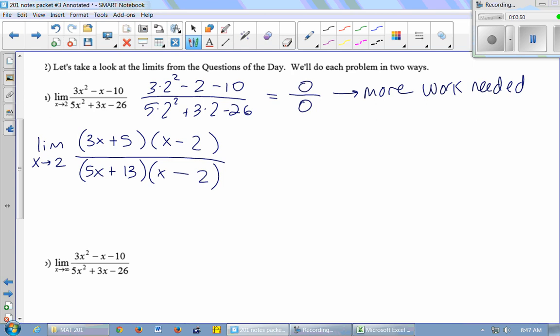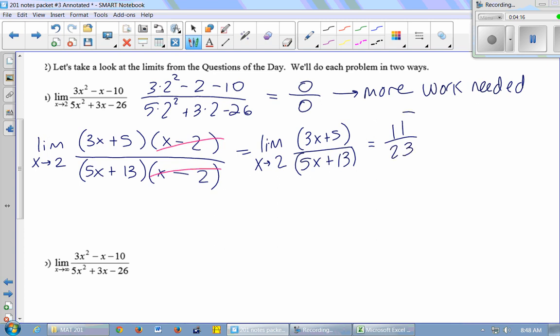All right, so that's nice. I have an x minus 2 in the top and the bottom. I can cancel those. Okay, and now I can try to plug my 2 in. 3 times 2 is 6, plus 5 is 11, and 5 times 2 is 10, plus 13 is 23. 11 over 23 is the limit.